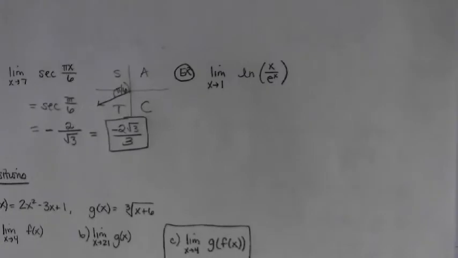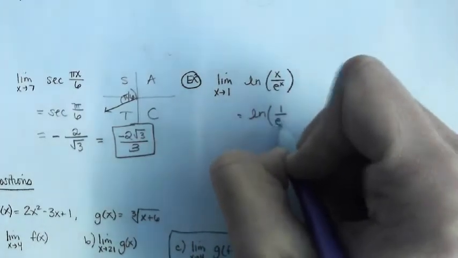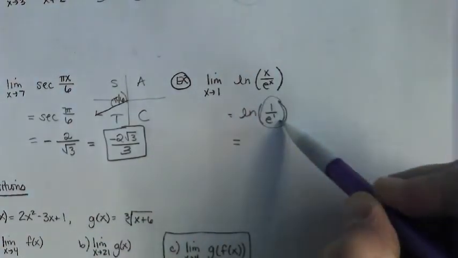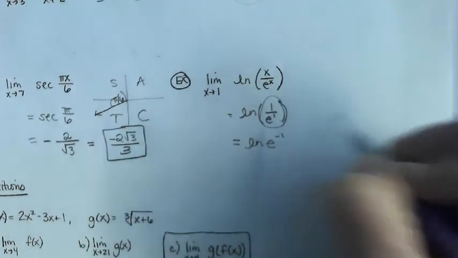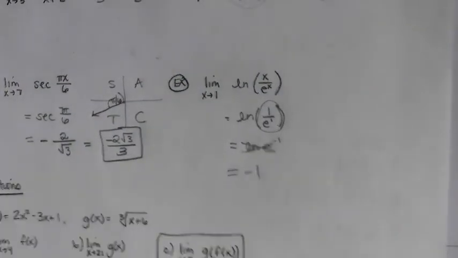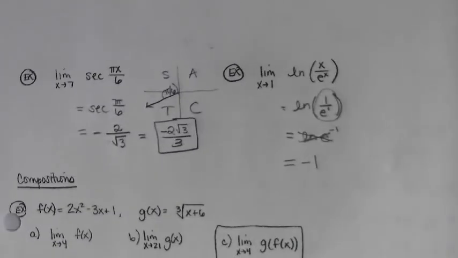And then direct evaluation on a log function. Log of 1 over e to the first. Think back to natural logs. What do they have a base of? E. And this is the same as e to the negative first power, right? So it's the natural log of e to the negative first power. So your natural log and your e just cancel, and your answer is negative 1. So it's been a while, but obviously log rules and all that good stuff, trig calculations are still on the table. Okay?